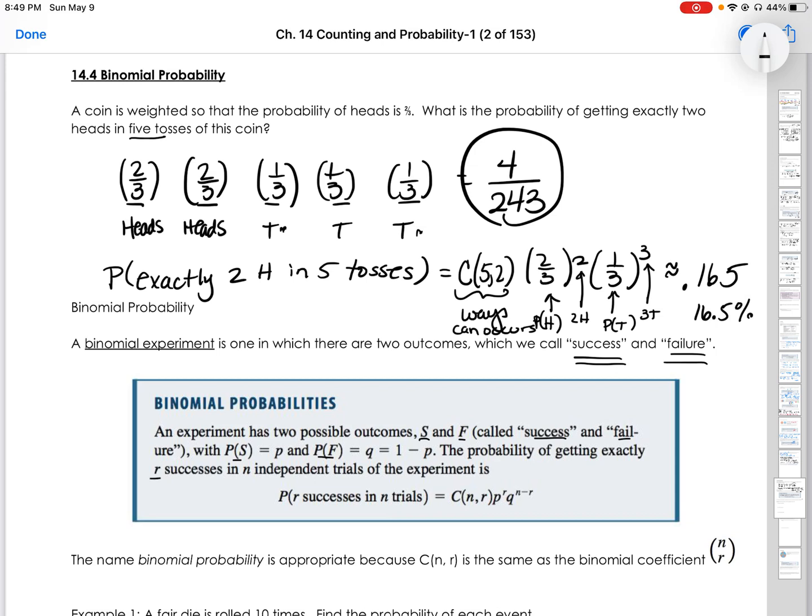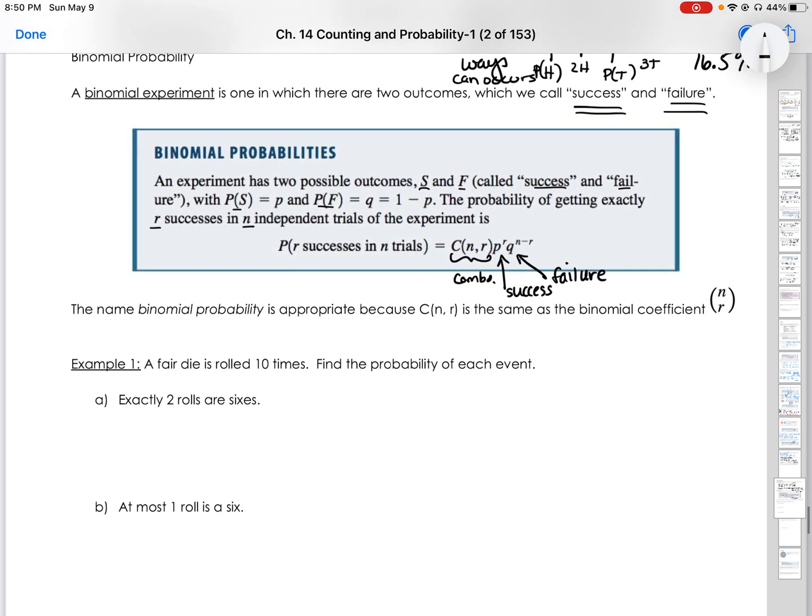The probability of getting exactly R successes in N independent trials comes from this special formula here. So we have our combination, and then we have the probability of success, and then our probability of failure. Not necessarily that it's a bad thing, just that we don't get the other thing to occur. The name binomial probability is pretty appropriate because it has a lot to do with that binomial coefficient. Remember, we had that number in the front. That was our combination formula there. And then it looks kind of like the terms when we were doing our binomial expansion.